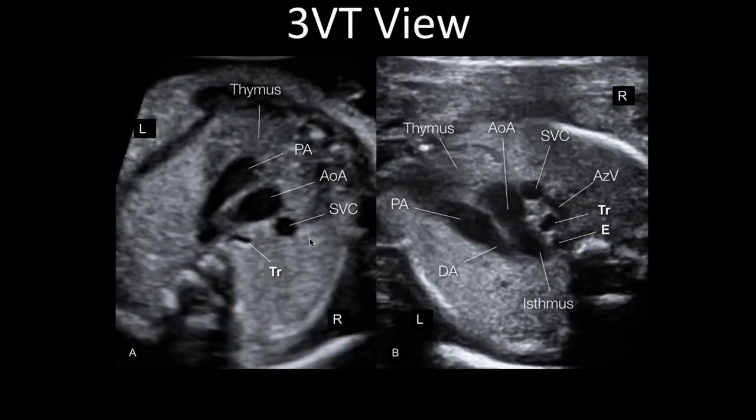Okay, so normal three-vessel trachea view. Again, spine is posterior, pulmonary artery, ductal arch. Here you don't see the aortic arch. I'm a little bit oblique here. The superior vena cava, trachea, thymus gland.